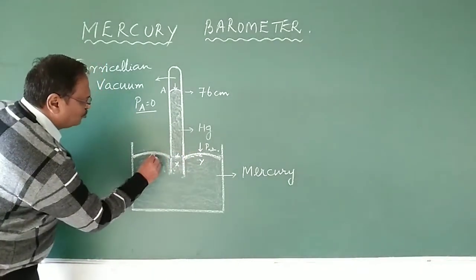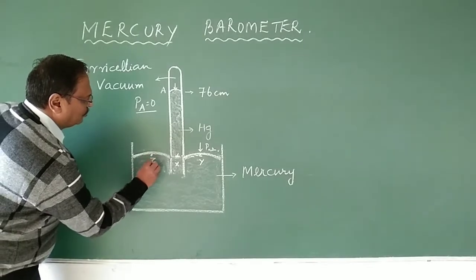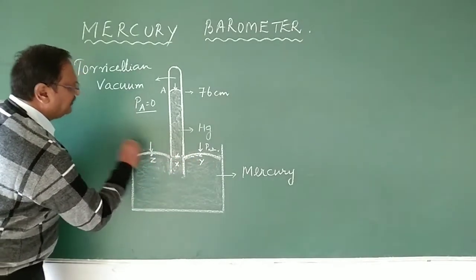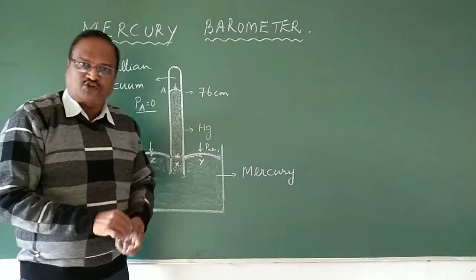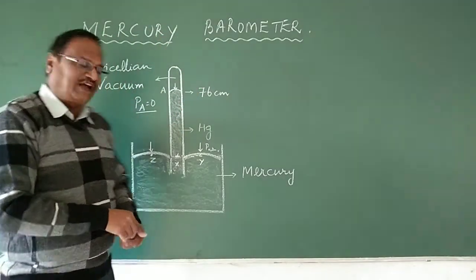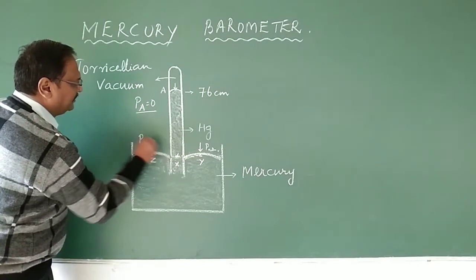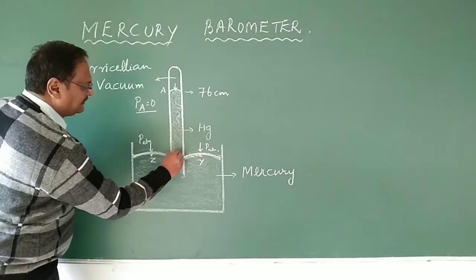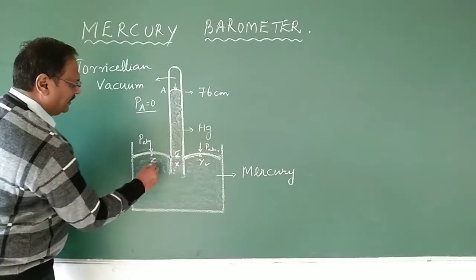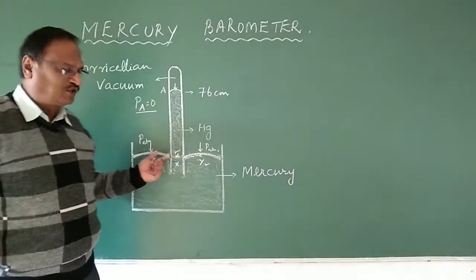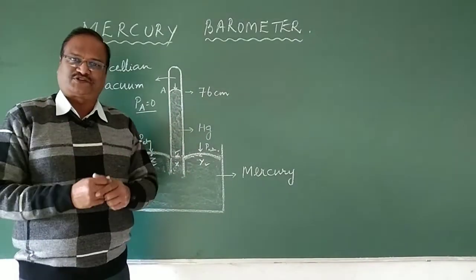Or if I choose another point Z, which is also in the same horizontal line, here also pressure is acting. The whole surrounding is with atmosphere, so atmospheric pressure is going to act. So I can say here also the same atmospheric pressure is there. So pressure at X will be equal to Y and equal to Z. That is, the liquid pressure is equal to the atmospheric pressure.